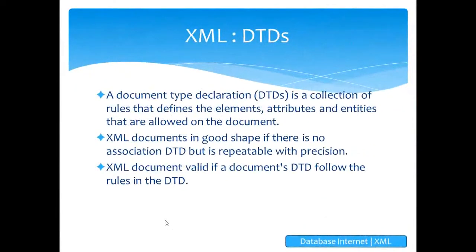XML DTDs. A document type declaration, DTD, is a collection of rules that defines the elements, attributes, and entities that are allowed in the document. An XML document is well-formed if there is no associated DTD but it is repeatable with precision. An XML document is valid if the document follows the rules in the DTD.